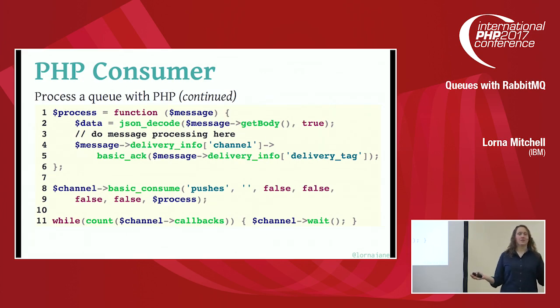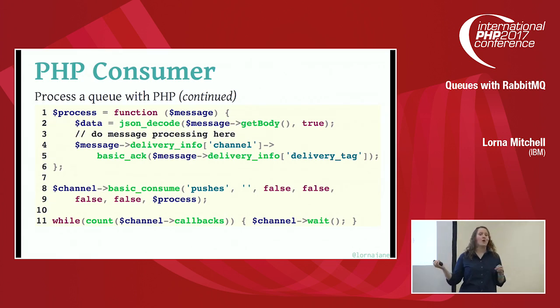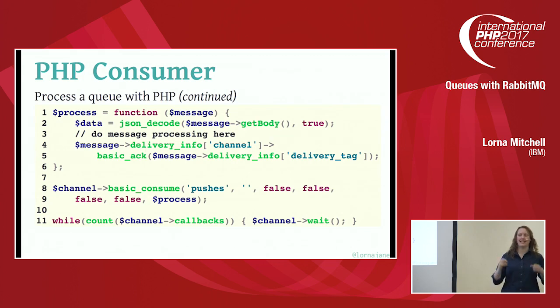Within my callback, now we're on line 1. Within my callback, we pull the data from the message, do whatever it is we're going to do, and then we ack the message. We acknowledge the message. We say, yes, I successfully processed this message.